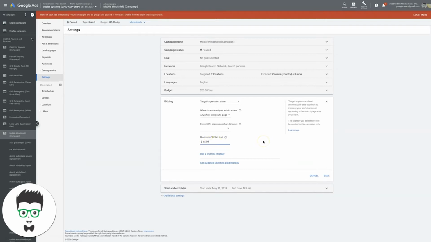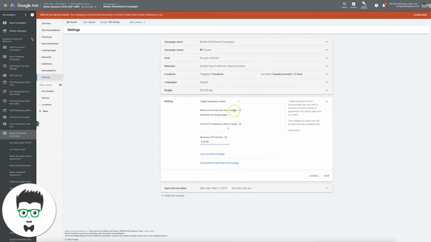Then you'll obviously have to assess your data and let it run for a few days. If your impression share is not hitting what you set it at, it's probably because Google's bidding algorithm is being choked by your max CPC. If that's the case, you'll have to come back in here and lift it. I'll go over that again later in the video. Pay attention to this next part right now because it's really important.